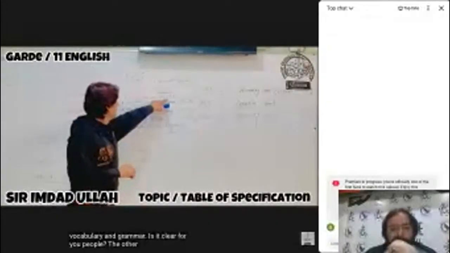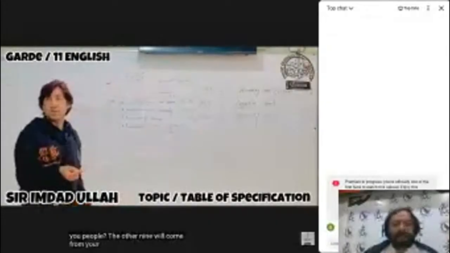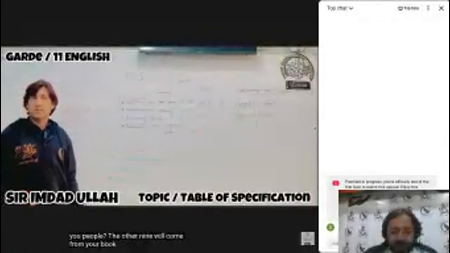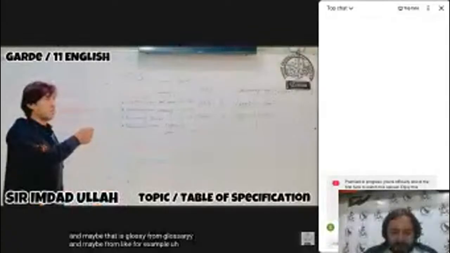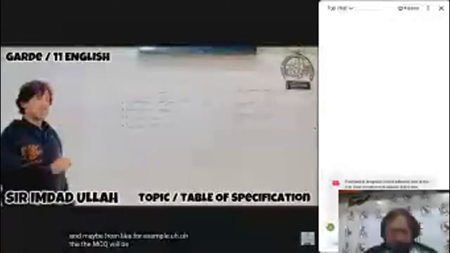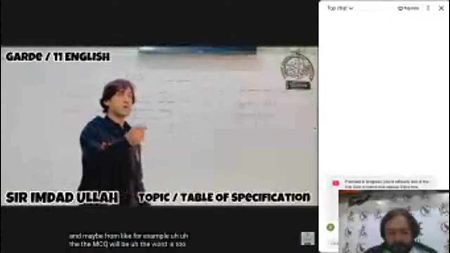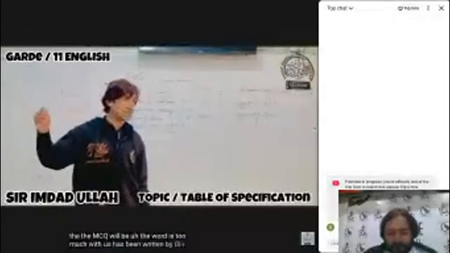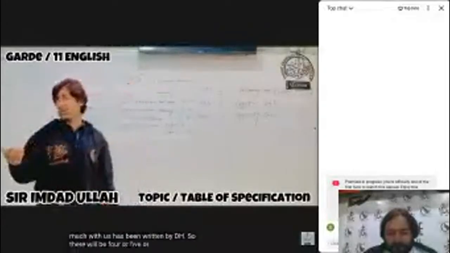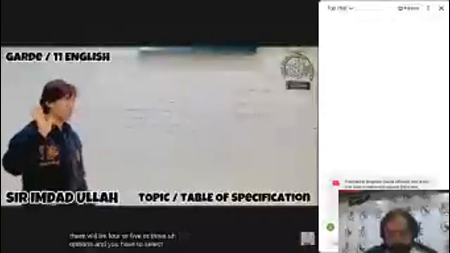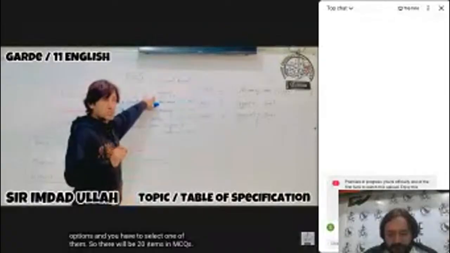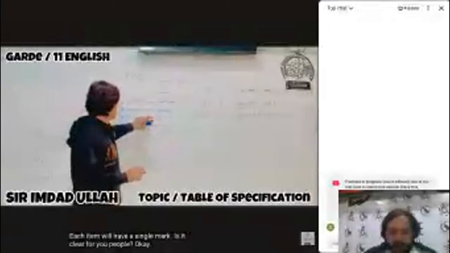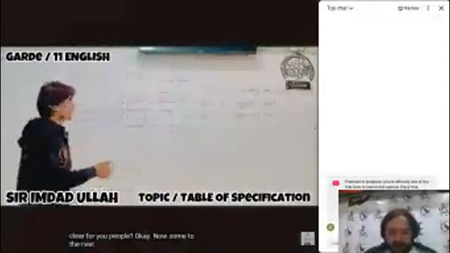The other 9 will come from your book, maybe from the glossary. For example, the MCQ will be: The word is too much with us has been written by Dash. So there will be 4 or 5 or 3 options, and you have to select one of them. So there will be 20 items in MCQs. Each item will have a single mark. Is it clear for you? Okay.